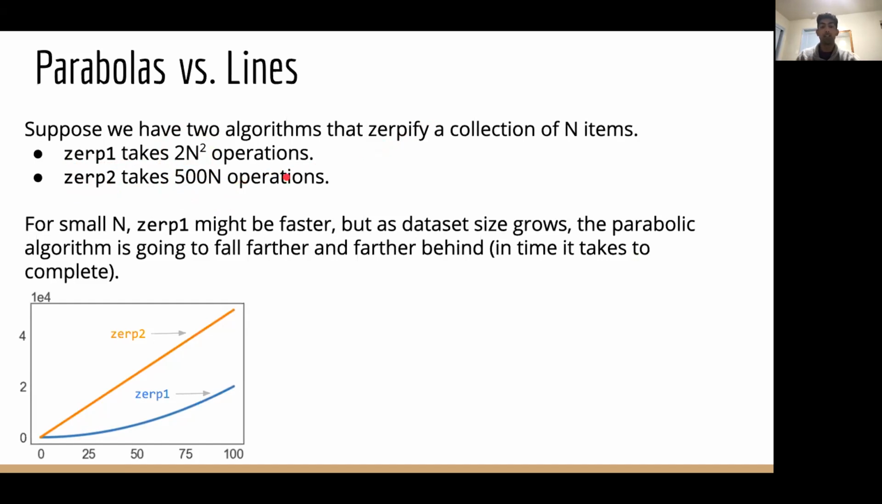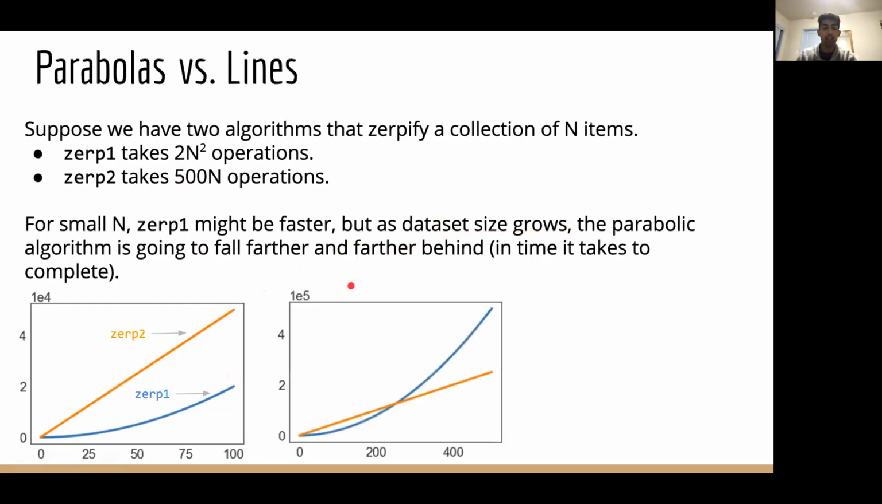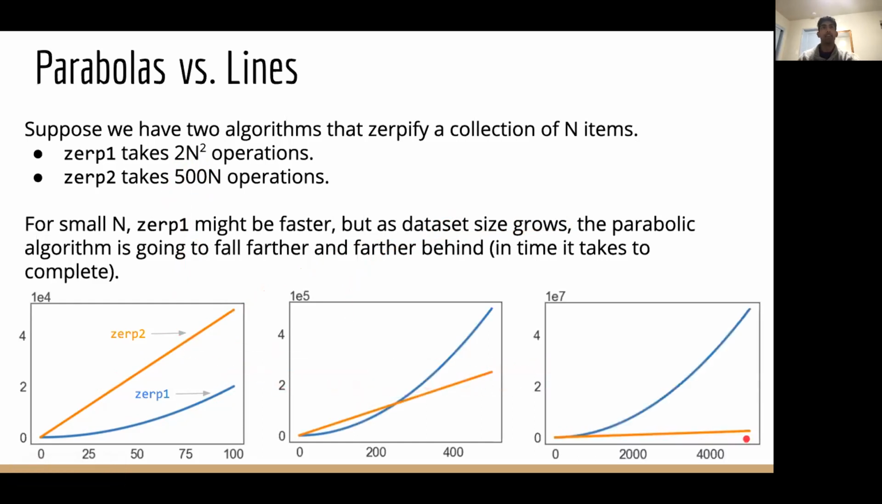And what we'll notice here, this is a really, really important slide. When n is small, when we look at this graph right here, the bottom axis is n, we can see that zerp1 might be faster. We can see that zerp1 is doing better, because zerp2 has this 500 term that makes it pretty bad when n is small. But as the data set size grows, notice how zerp2 does better and better.